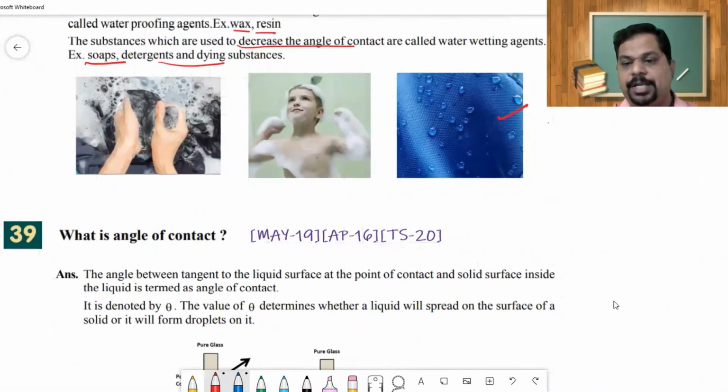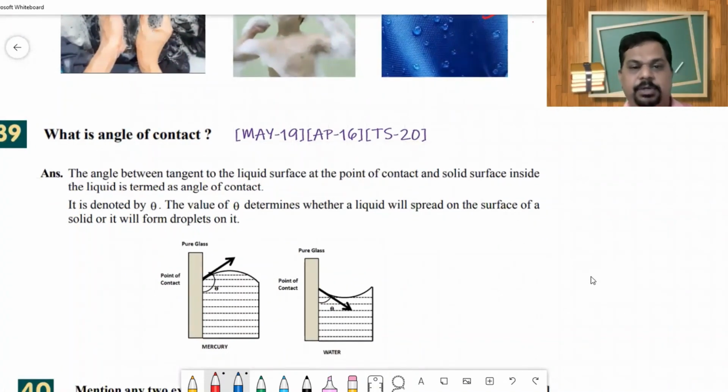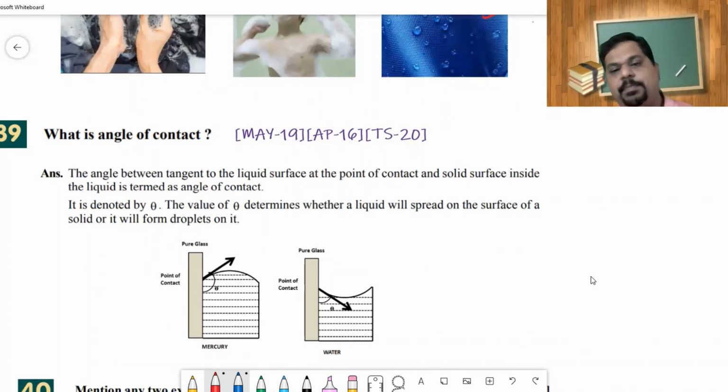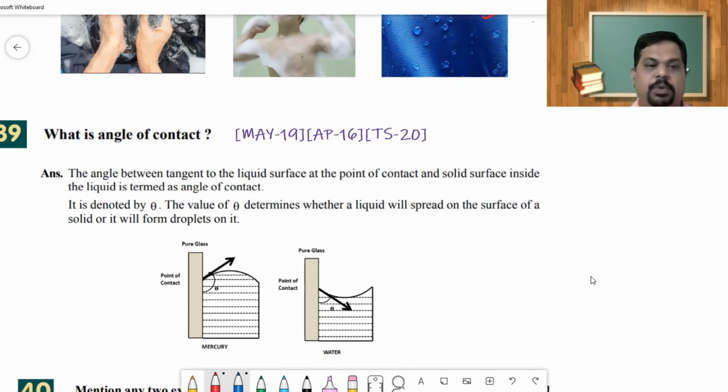Now let us see what is this angle of contact. The angle between the tangent to the liquid surface at the point of contact and solid surface inside the liquid is termed as angle of contact. So it's a very simple definition.